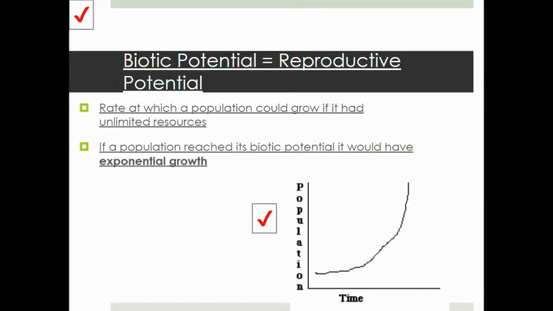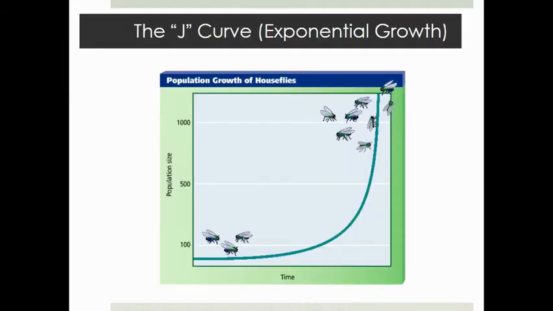Now this is something that's actually affecting humans as a species. Over time, we have found more ways to gather the resources that we need. So as such, the population size over time has increased drastically. Another example of this would be the J-curve, or exponential growth, of flies if over time they had unlimited resources.